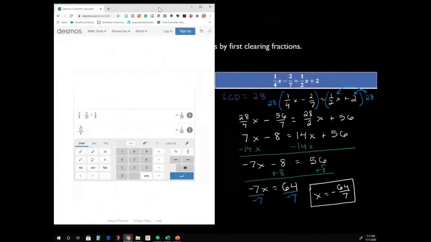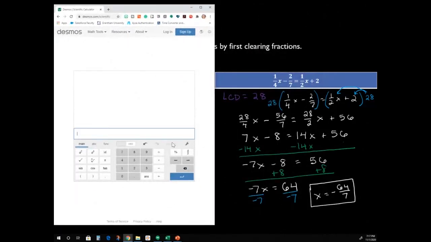So now I'm going to go to the second one here. So I'm going to just do clear all. So the left side here, we have 1/4 x. So I'm going to put my fraction 1/4, and then it's times x. So x is -64/7. So to get the negative, you just hit the minus here. And then my fraction, 64/7.